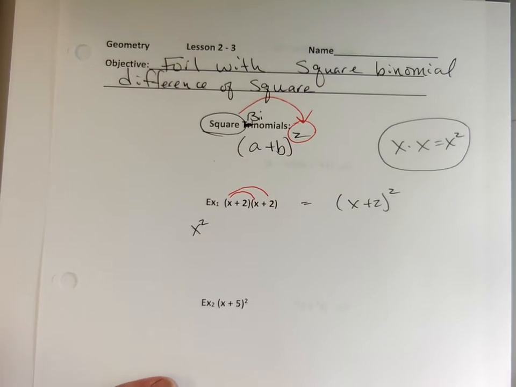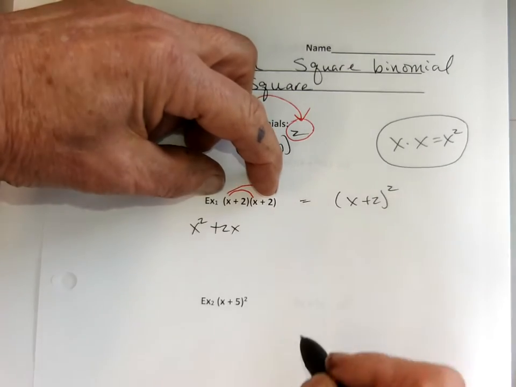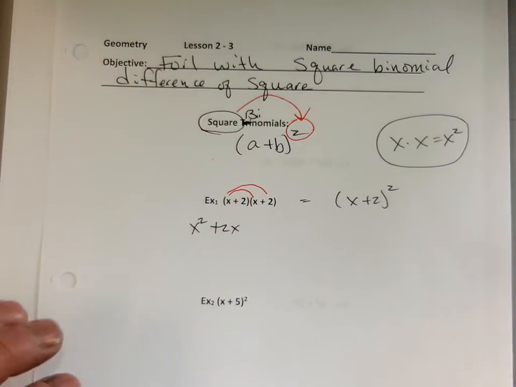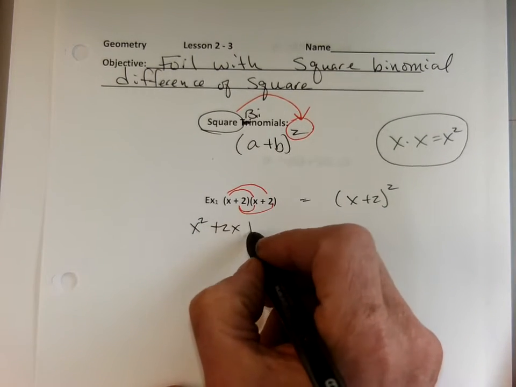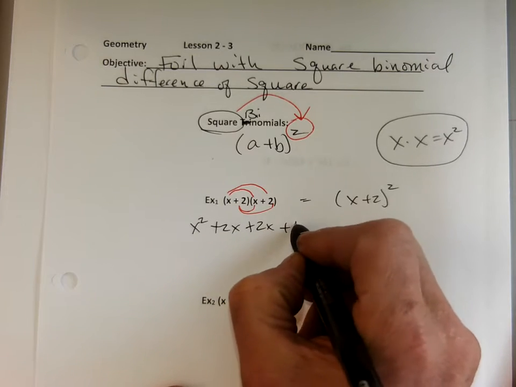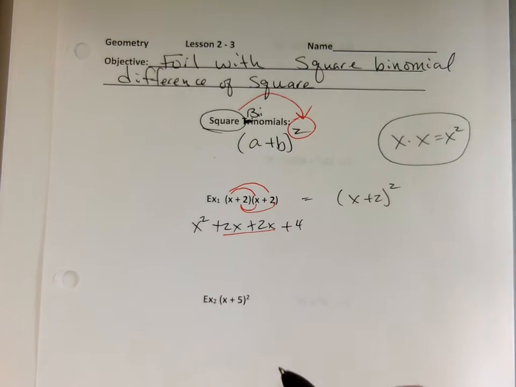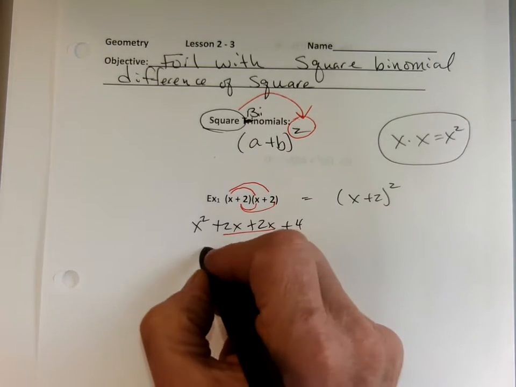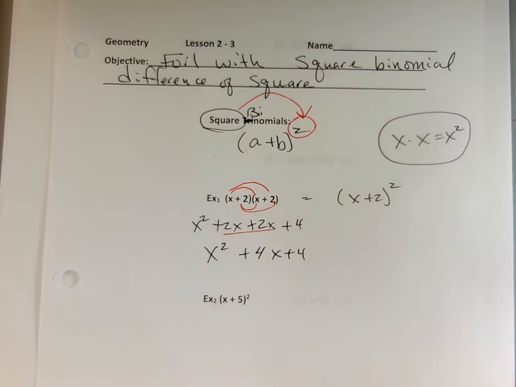Grace, will you tell me if I get going too fast? Please. x times 2 is a positive 2x. And then 2 times x is another 2x, and 2 times 2 is 4. Okay. We can add the two middle terms and make it x squared plus 4x plus 4. That is a great technique. There is a faster way to do it, and I'll talk about it.